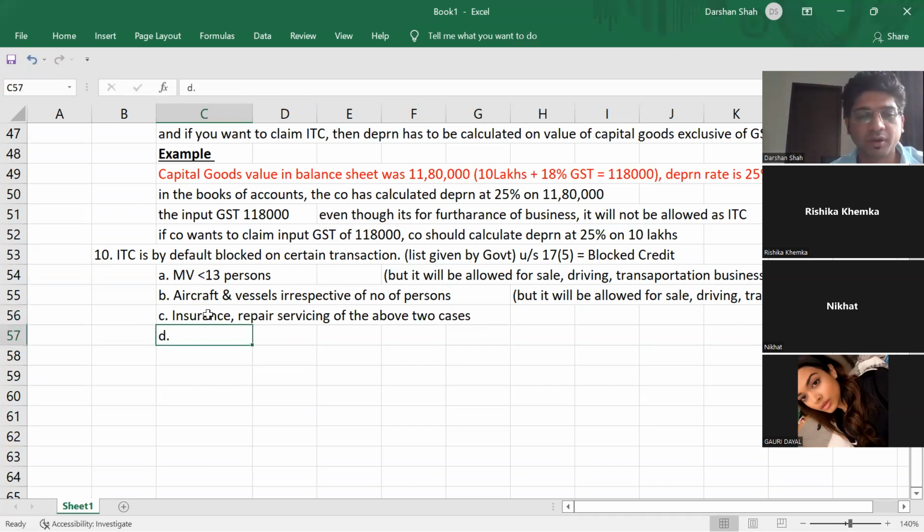Then next, tell me the next one. What all can you remember? Personal purpose. Anything which is for personal purpose is not for furtherance of business, so it is disallowed.